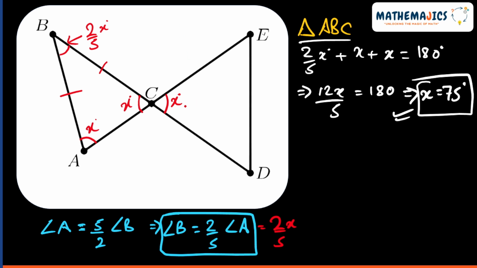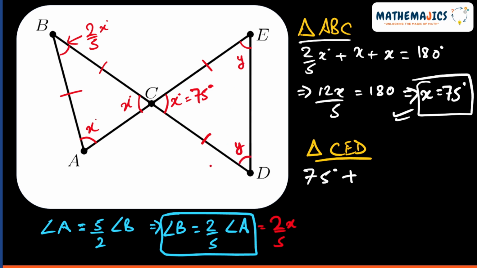Now let's mark this here: x is 75 degrees. Now let's go to triangle CED. In triangle CED, angle C, that is 75 degrees, plus angle E and angle D. It is also given that CE and CD are equal to each other. That means these angles will be equal, let each be y. So 75 degrees plus 2y will add up to 180 degrees.